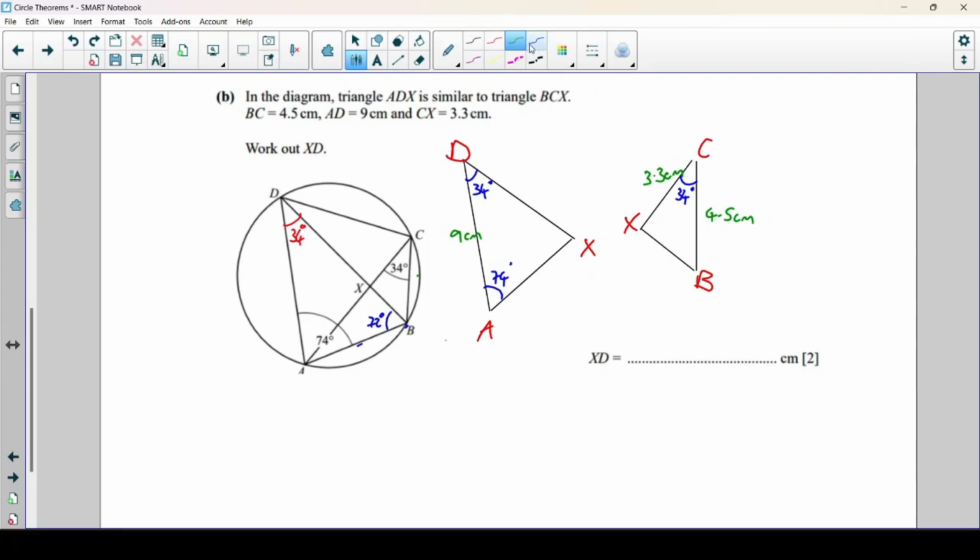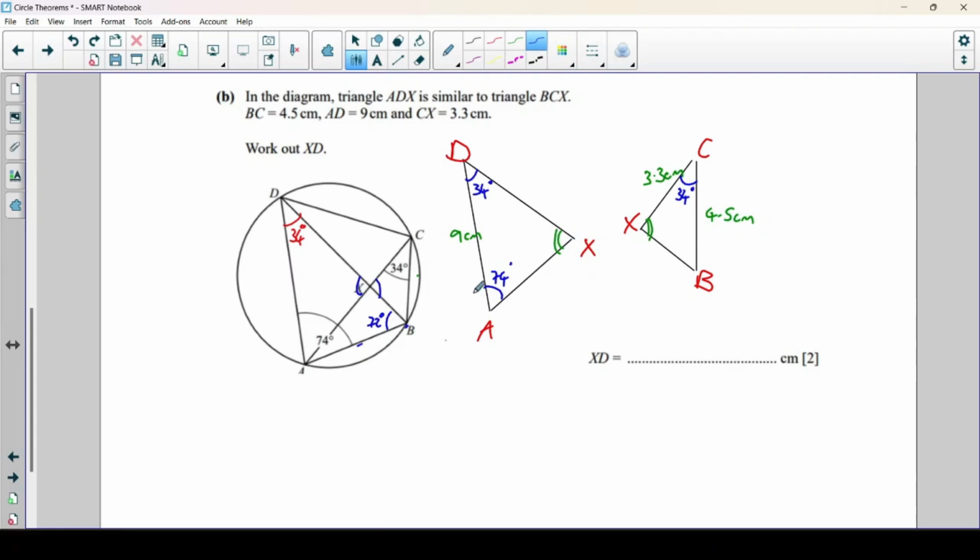We also know, and this is important, that this angle and this angle are equal using vertically opposite angles. So that means this angle is equal to this angle, and we could actually work it out if we wanted to, but there's no need. The reason that's useful is to tell me which sides correspond to which.